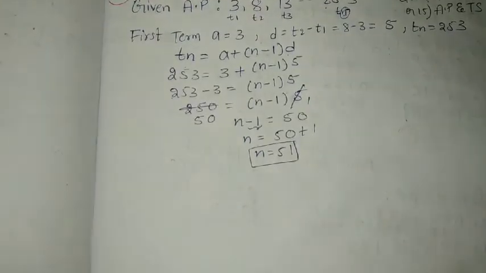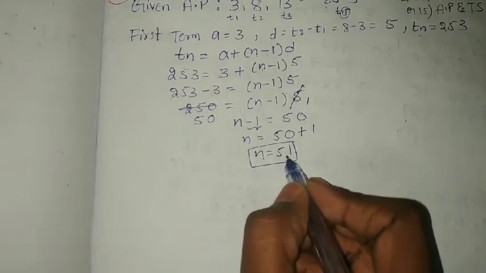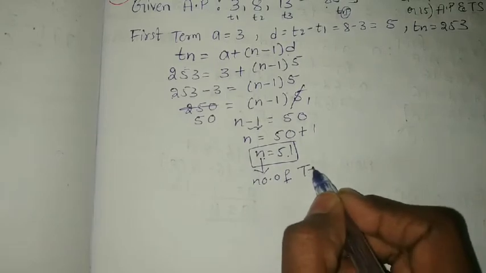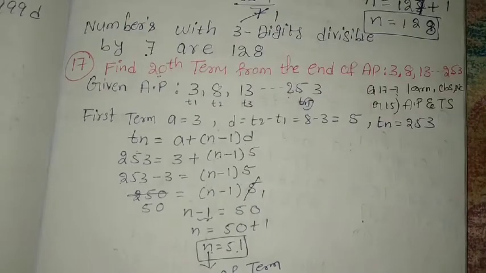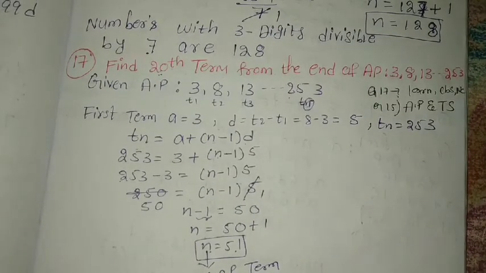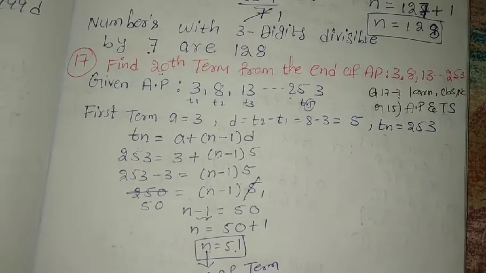Very, very important. So already we know that n is 51. What is n here? Number of terms. So we have 51 terms. In those 51 terms, we need to find the 28th term from the last. Are you getting it? So how can you find it now?